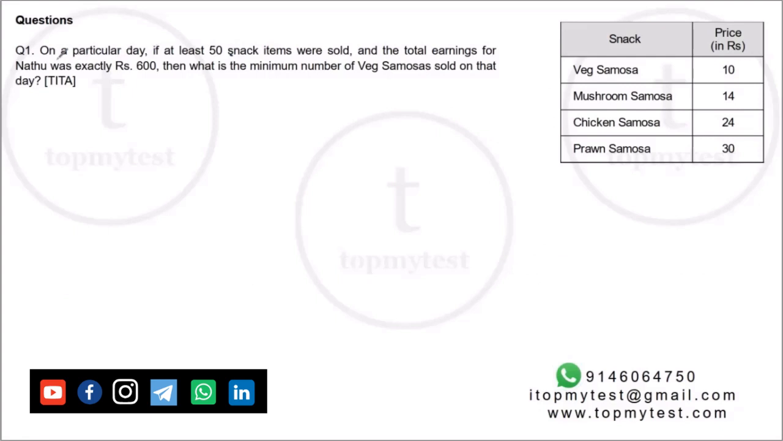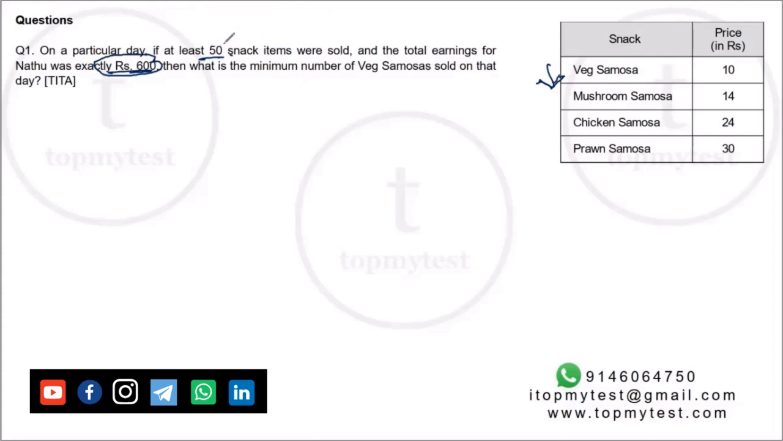Question number 1 says, on a particular day, if at least 50 snack items were sold and the total earnings for Nathu was exactly rupees 600, what is the minimum number of veg samosas sold that day? You need to minimize the number of veg samosas. The constraint is total revenue is 600 and at least 50 snack items have to be sold.